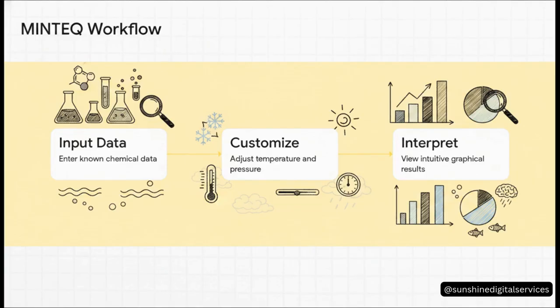Step 2 is customization. A researcher can go in and tweak environmental parameters, things like temperature, pressure, and ionic strength, to simulate different seasons or water depths. And Step 3, the software spits out intuitive graphical representations. It's super user-friendly, which is great because it allows researchers to spend less time fighting with the software itself and way more time analyzing what the results actually mean for the environment.